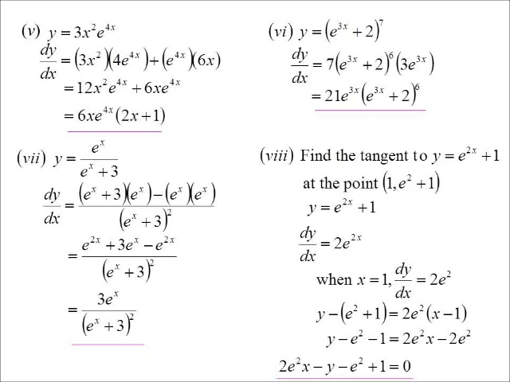One of the big mistakes people make with this sort of question is they get to 2e to the 2x and they sub that in as the slope. They don't actually go and find the slope. And so you see an answer like y minus (e squared plus 1) equals 2e to the 2x times (x minus 1). Very common mistake. So remember, the derivative is the formula that allows you to find the slope. It's not actually the slope. You've got to substitute in to work out the slope.